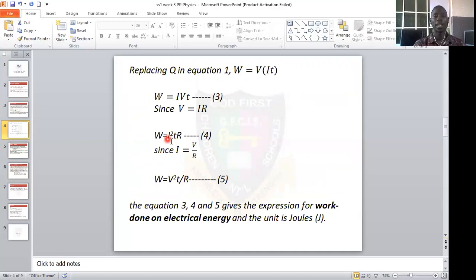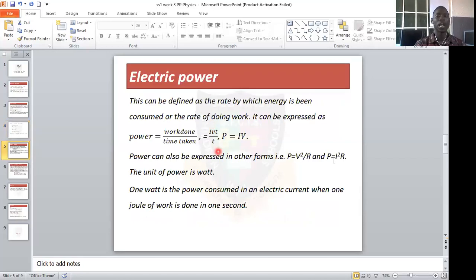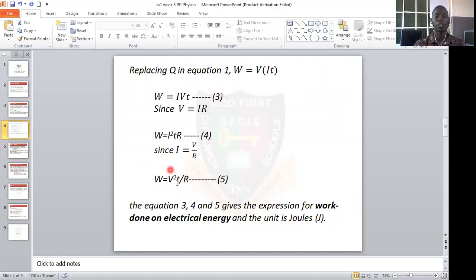So replace I squared TR as work done over time here. So we have what we have in this expression. Let's say I squared TR. T will cancel T. We have I squared R. If you use the fifth expression, that is V squared T over R.